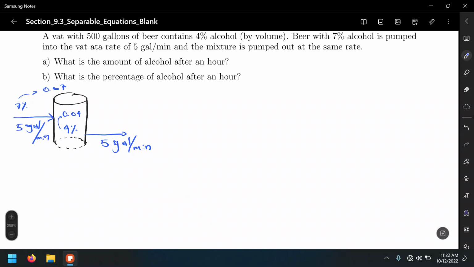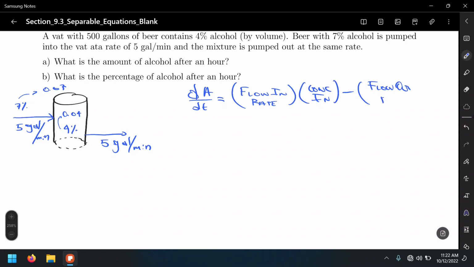All right? So let's write down an equation, set up a differential equation to solve. And so that's going to be the flow-in rate times concentration in, minus flow-out rate times concentration out. So let's put all the information into the equation.